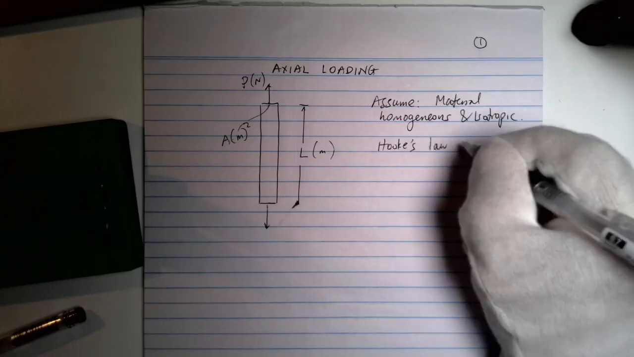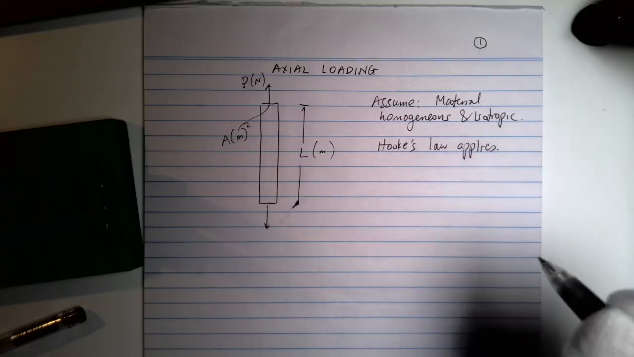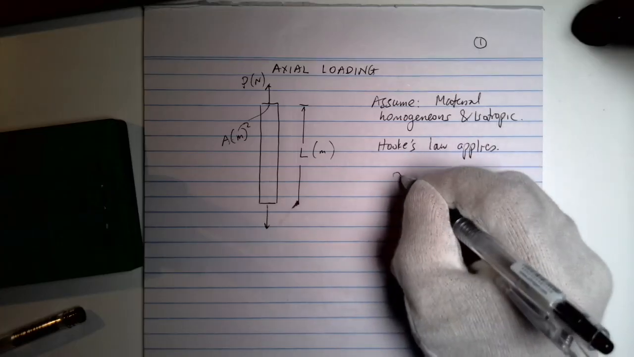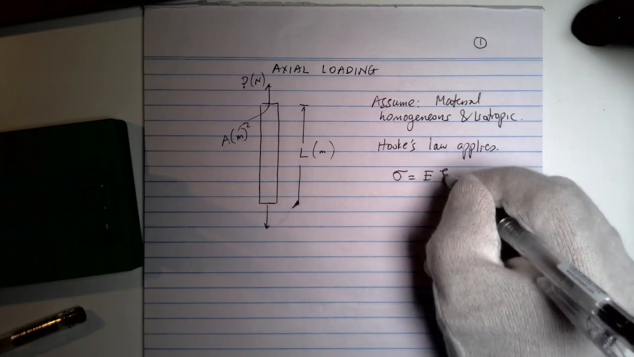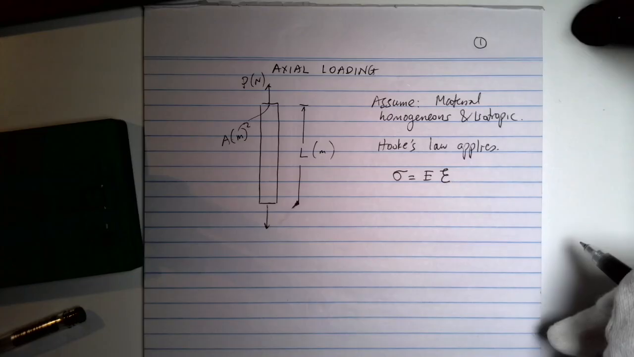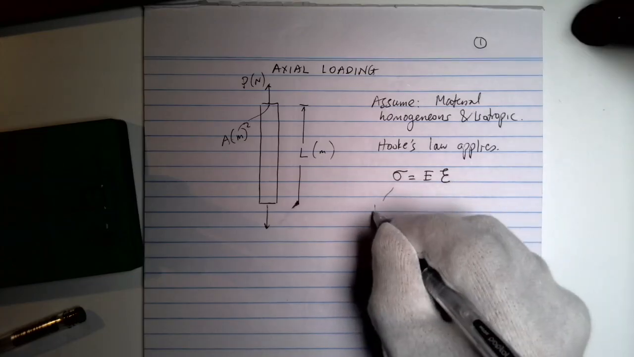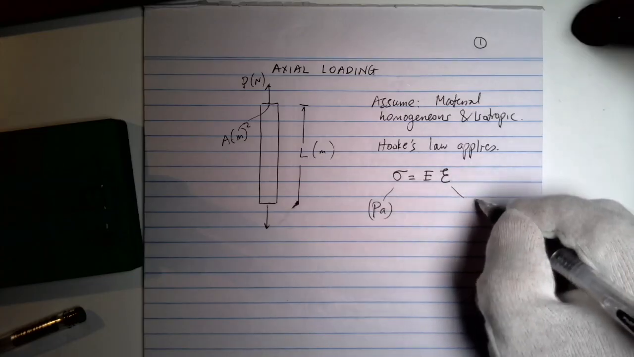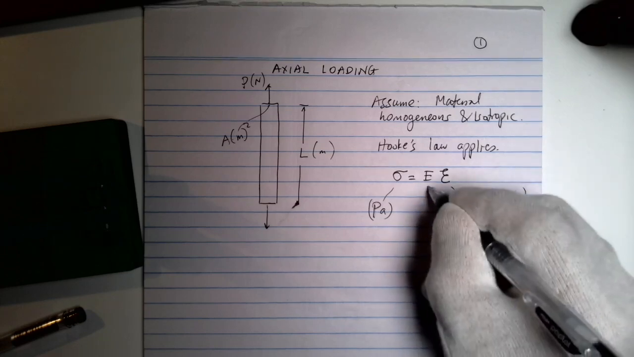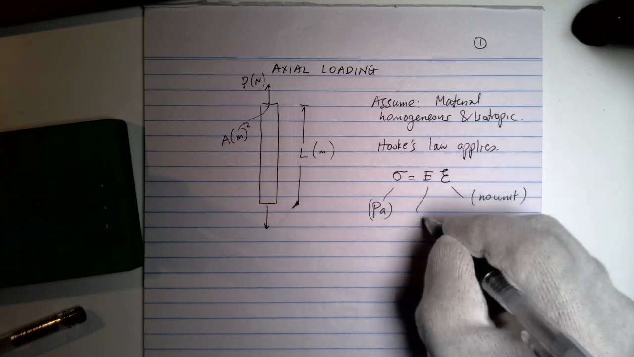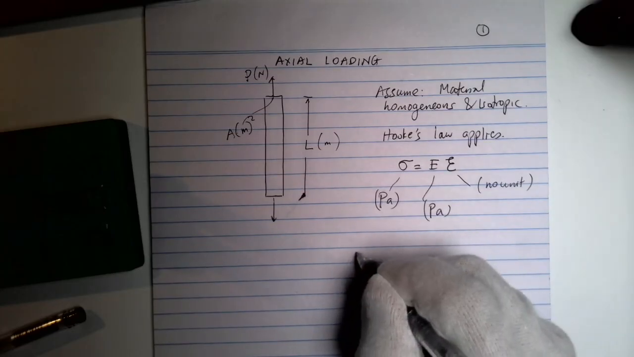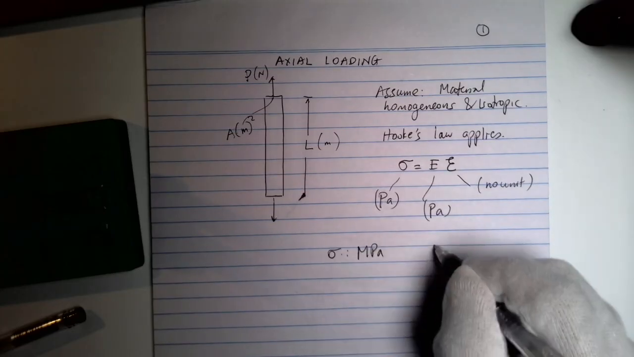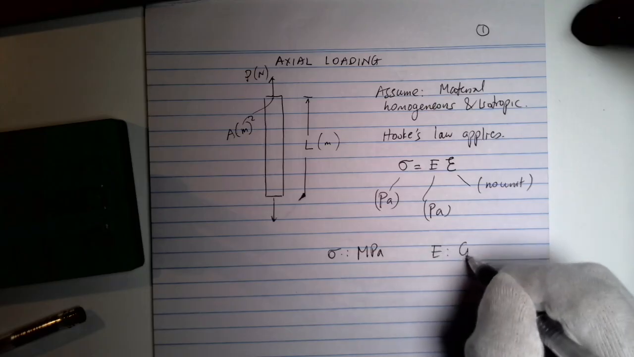Hooke's law applies. That's to say deformation is elastic, stress is proportional to strain, and the constant of proportionality is Young's modulus. Stress is in units of pascals, strain has no units, so Young's modulus would be in pascals. But often, stress is quoted in megapascals and modulus is quoted in gigapascals.